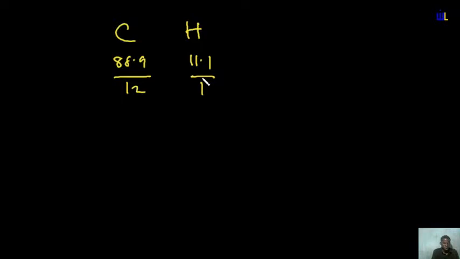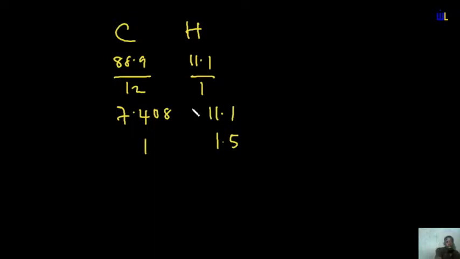Dividing that quickly, we have 88.9 divided by 12. So here you have 7.408, and here you have 11.1. So dividing through, 11.1 divided by 7.408 is approximately 1.5, and here you have 1.